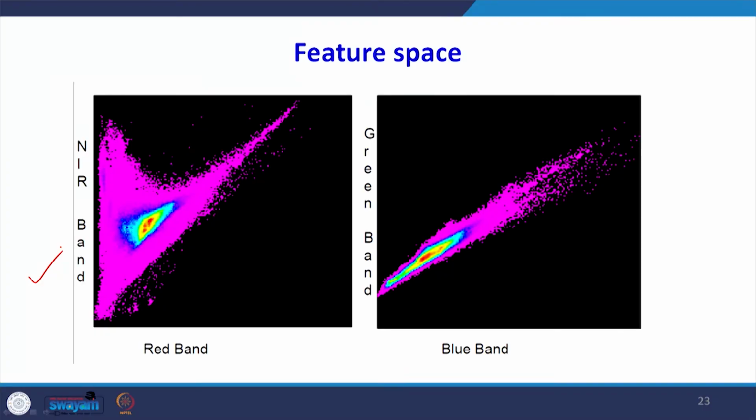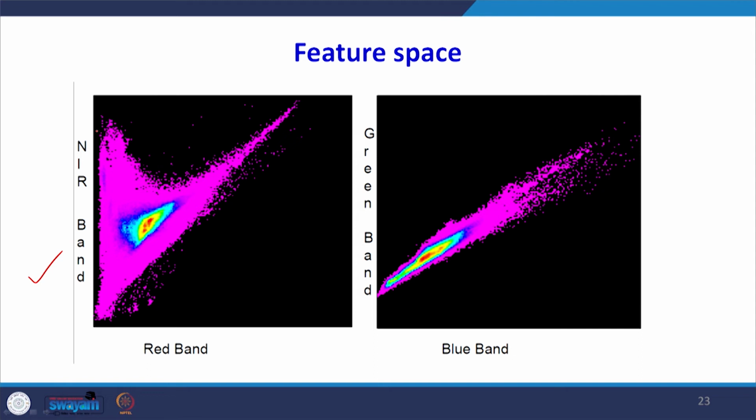If we see the left diagram, where the red band and near infrared have been plotted, we are getting a triangular kind of distribution. But if we see the right image, where I am plotting the blue band versus the green band data, I am getting almost a straight line. This straight line indicates that there is a very good correlation.